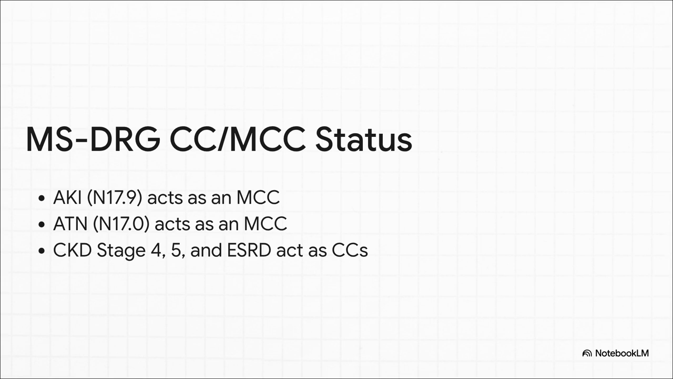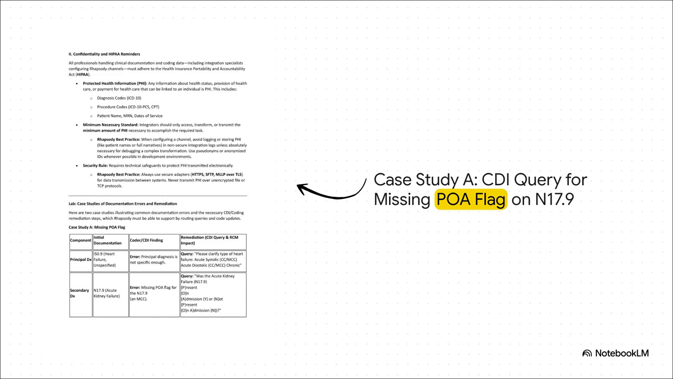Capturing an MCC significantly boosts the relative weight and the reimbursement of a chart, basically because it reflects a much higher intensity of hospital resources. Meanwhile, advanced CKD, specifically stages 4, 5, and ESRD, act as standard complications and comorbidities, or CCs. If you leave these out or rely on unspecified codes, you're just leaving rightful reimbursement on the table, for sure. Check out this real-world CDI query where one tiny detail made a massive difference.